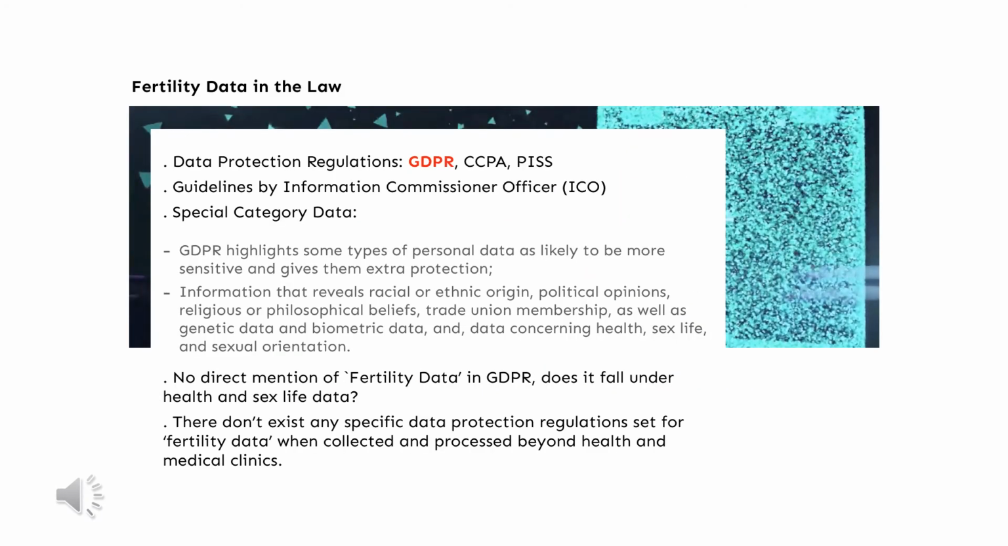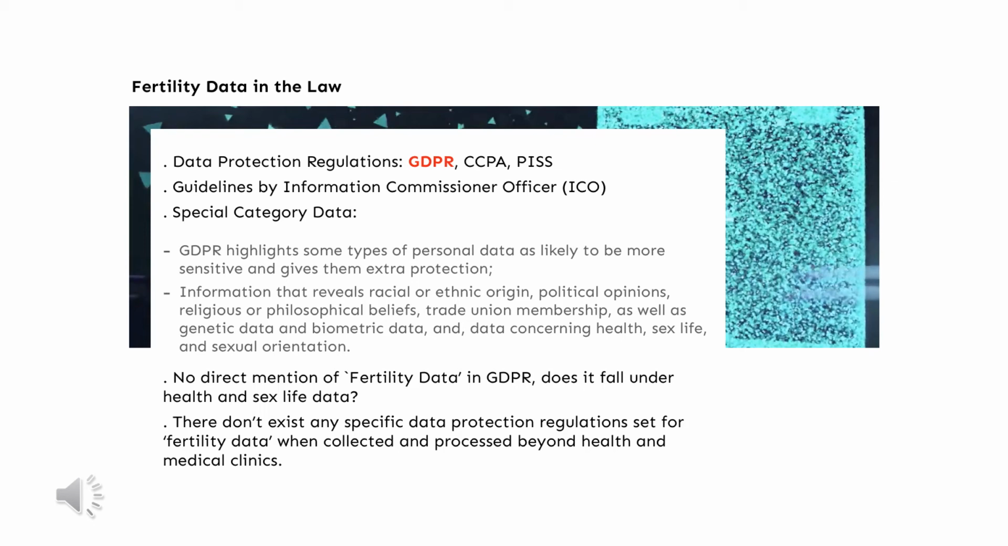Among the different data protection laws, we have gone through the GDPR via the ICO guidelines. GDPR has a special category data which recognizes some types of personal data to be more sensitive and gives them extra protection. This category includes information concerning, for example, race, religion, genetic, health, and sex life. There is no direct mention of fertility data in these guidelines, wondering if such data can fall under health and sex life categories. In fact, we couldn't find any dedicated data protection specifications which is set for fertility data beyond medical clinics.